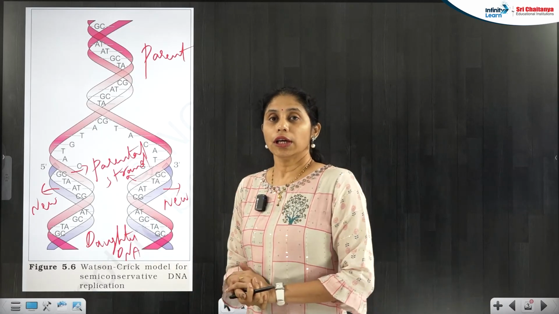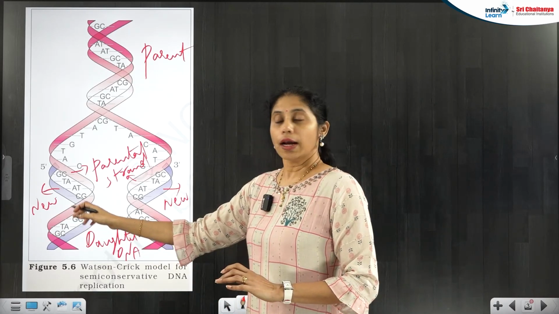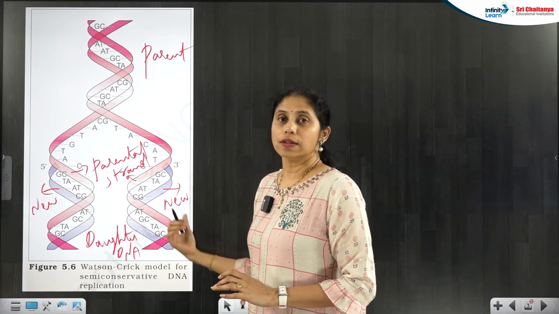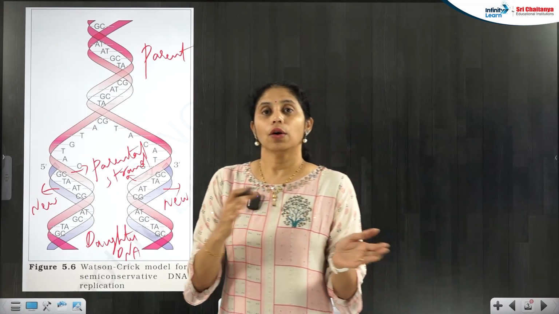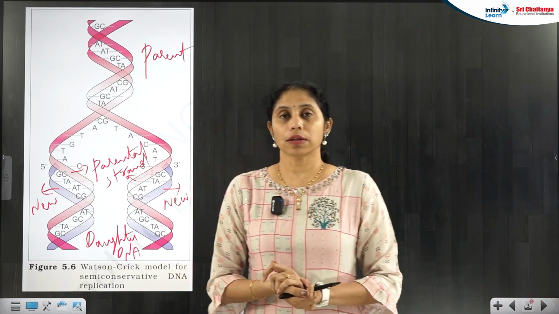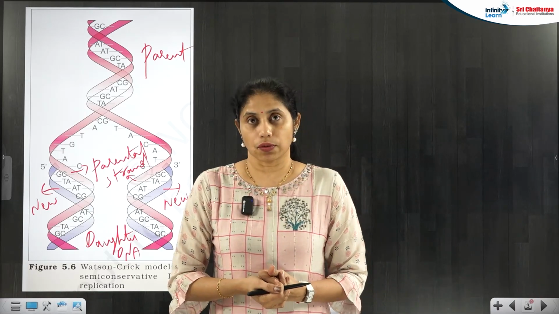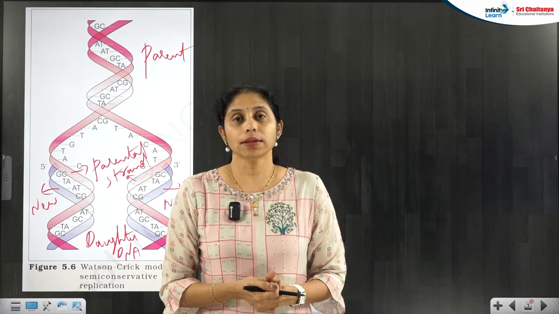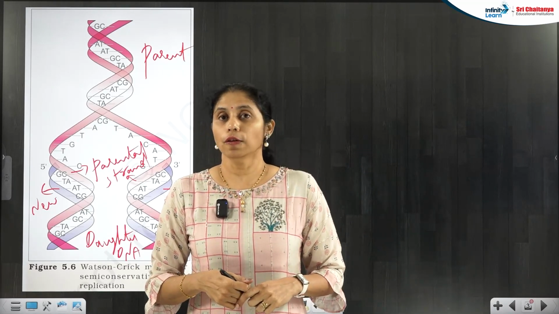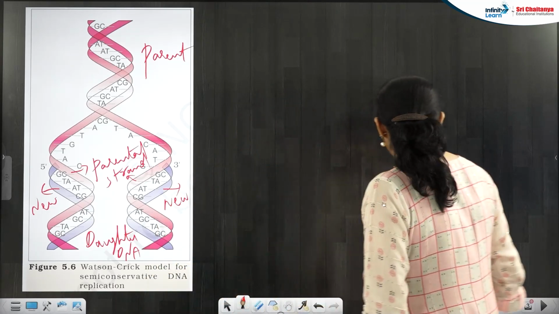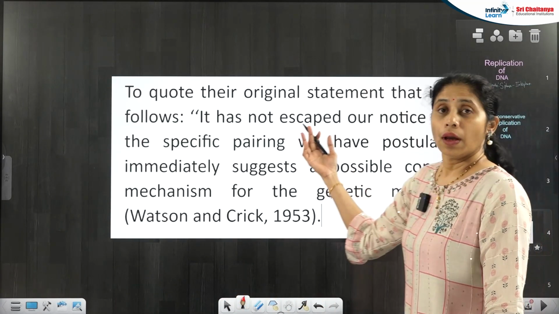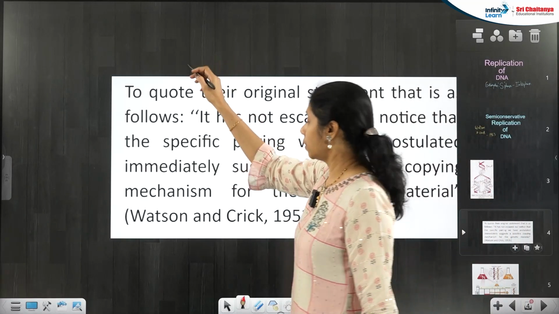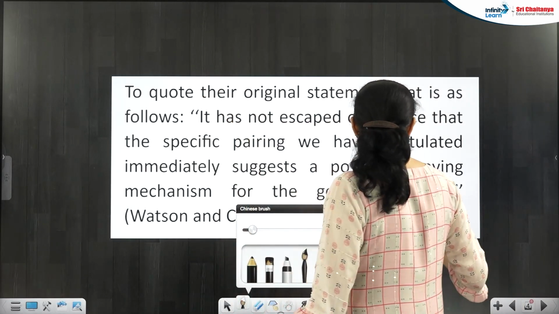So in the daughter DNAs, one will be the parental strand, the other one will be the newly synthesized strand. This kind of replication, where in the daughter DNAs one is the parental strand and the other is a newly synthesized strand, is called semi-conservative replication of DNA. And they said this by giving a statement. Watson and Crick, these two scientists, they quoted this.